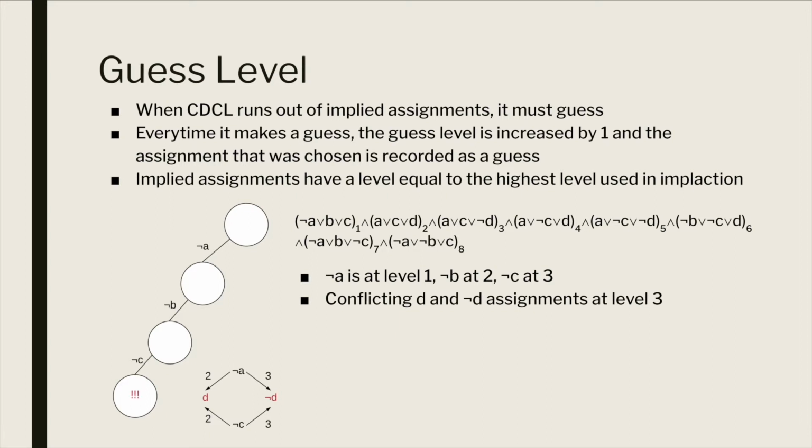Applied assignments have an equal level to the highest level used in their implication. For the following example, not A is at guess level 1, not B at level 2, and not C at level 3. The implied conflicting assignments of D and not D are at guess level 3 because they rely on the assignment of not C, which happened at level 3.